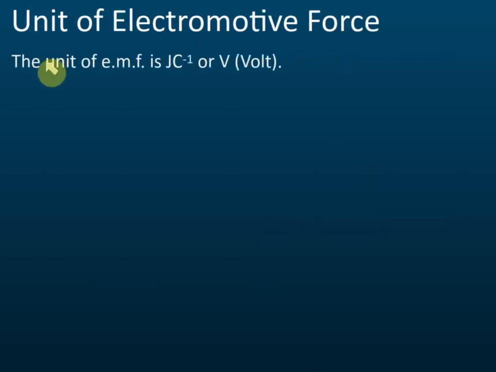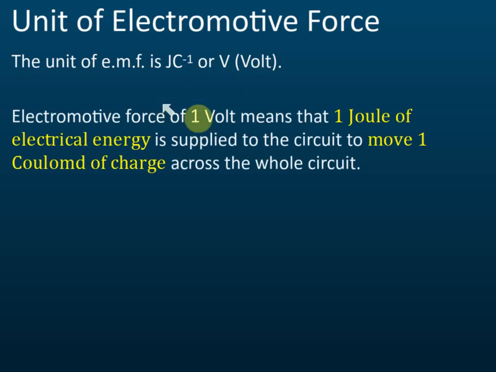The unit of this e.m.f is joule per coulomb, or volt. You can see that this is the same unit that we use for voltage or potential difference. 1 volt means 1 joule of electrical energy supplied to the circuit to move 1 coulomb of charge across the whole circuit. I'm going to explain this later as well, so don't worry about it.